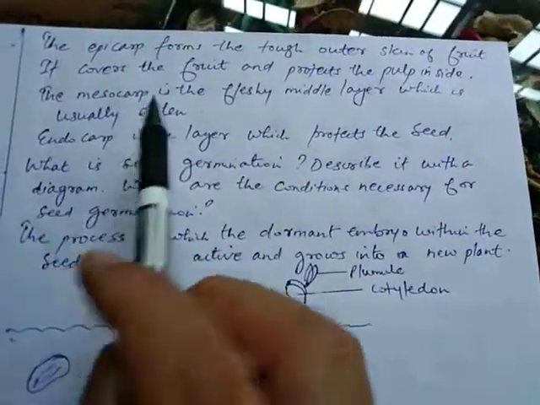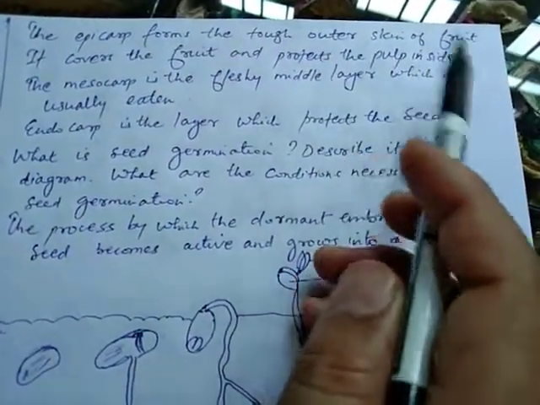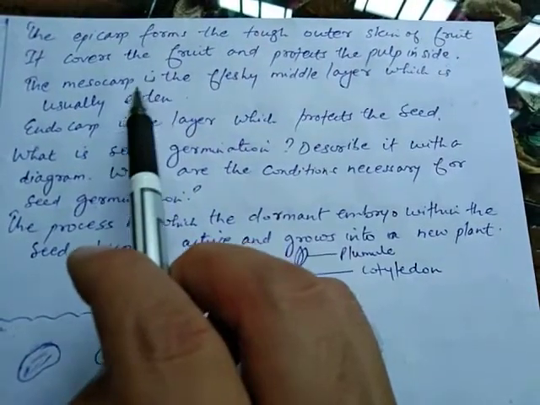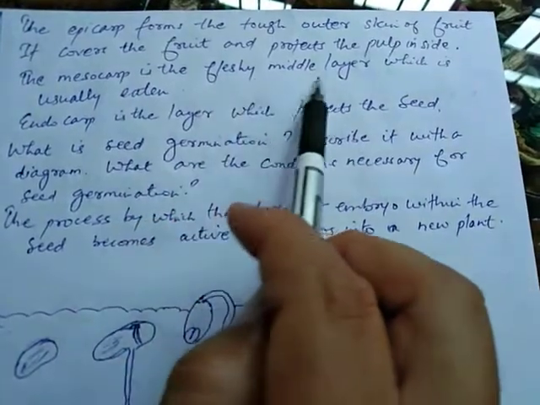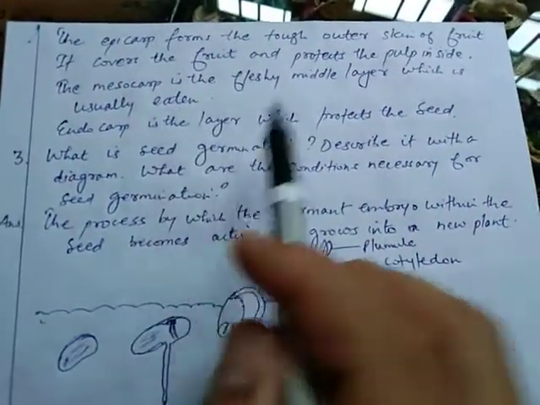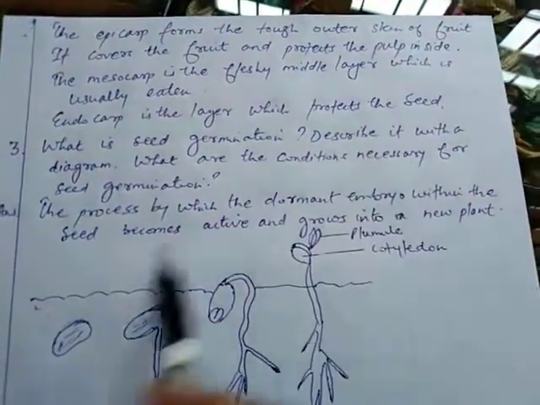Now see here, the epicarp forms the tough outer skin of the fruit. It covers the fruit and protects the pulp inside. The mesocarp is the fleshy middle layer which is usually eaten. Endocarp is the layer which protects the seed.